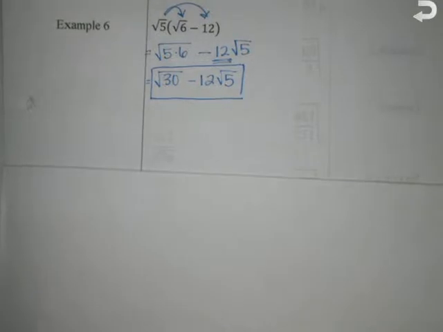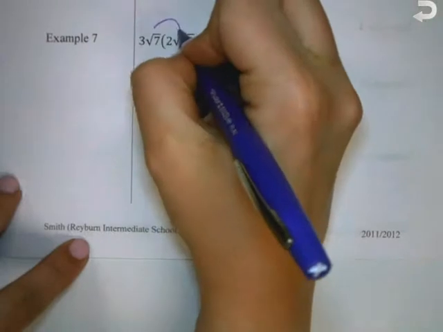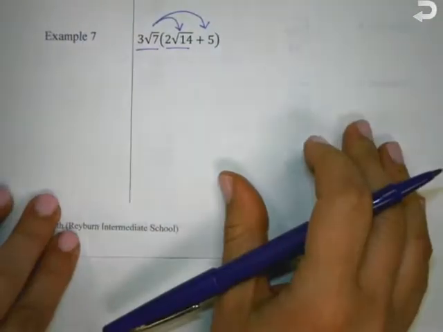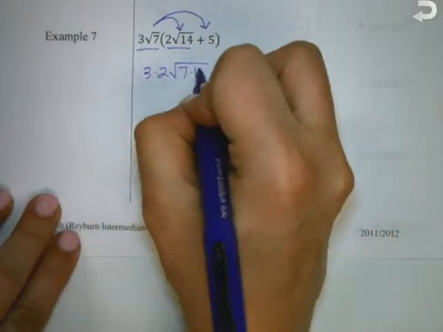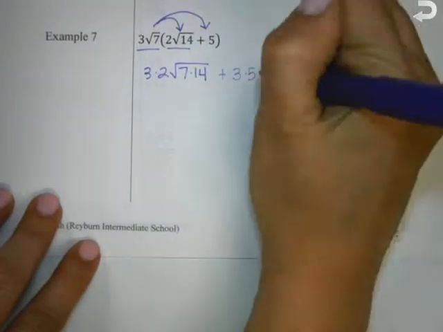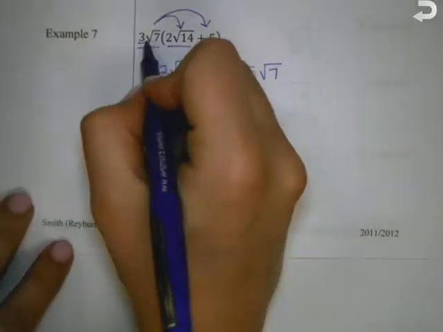Okay. So what about example 7? Distributive again? Yep. So let's distribute 3 root 7 times 2 root 14. So 3 times 2, square root of 7 times 14, plus 3 times 5, square root 7. So we multiply the whole numbers, and then we just attach and we multiply the roots. Since this one doesn't have a root, we just attach it to the end.